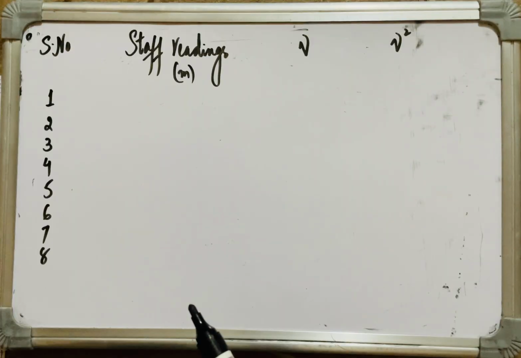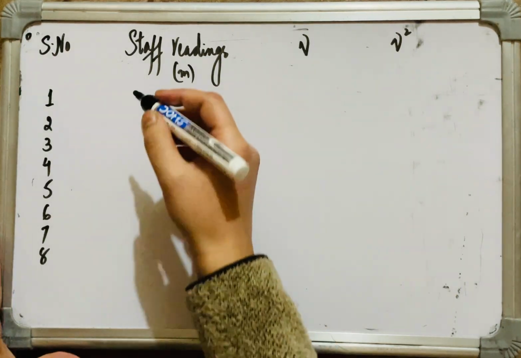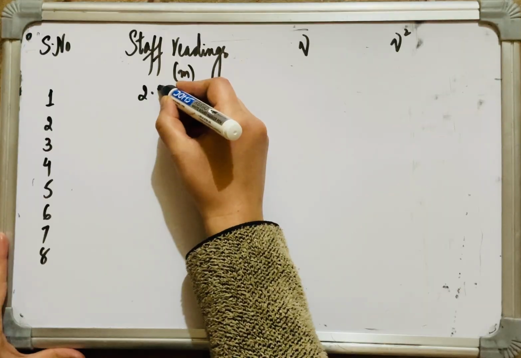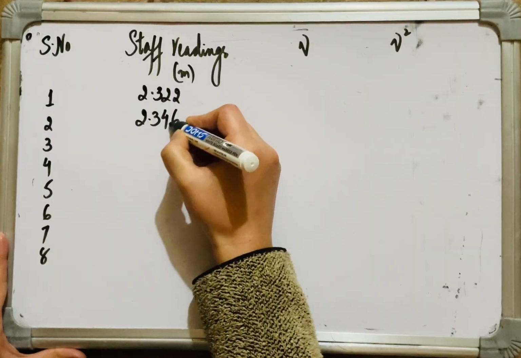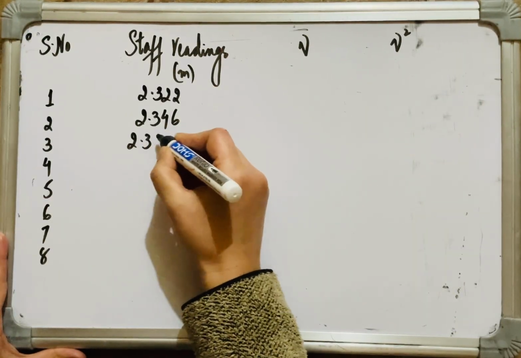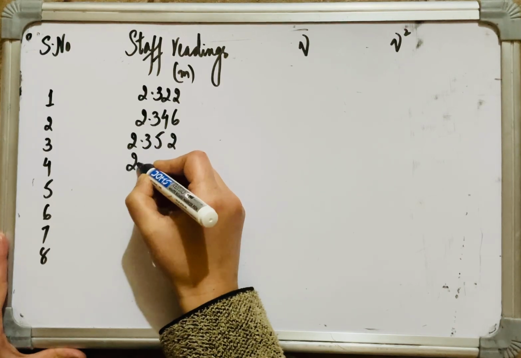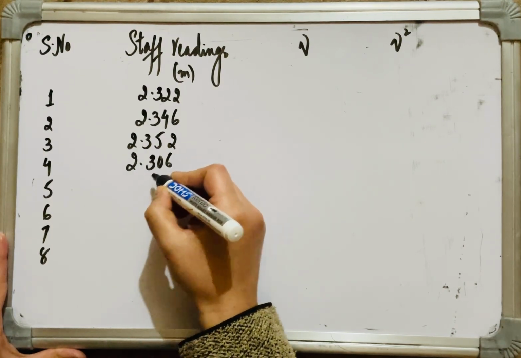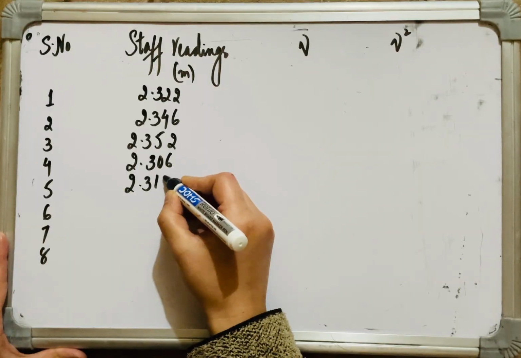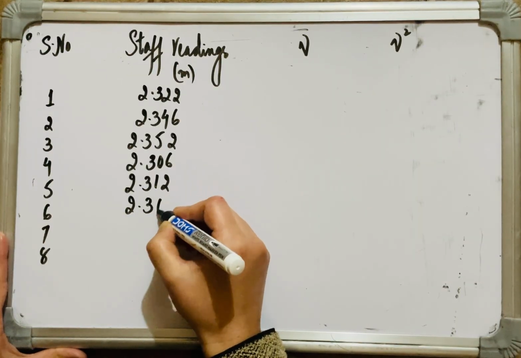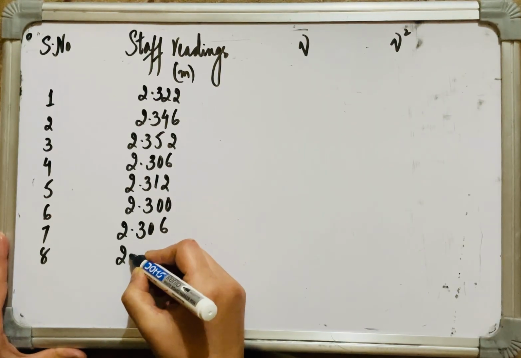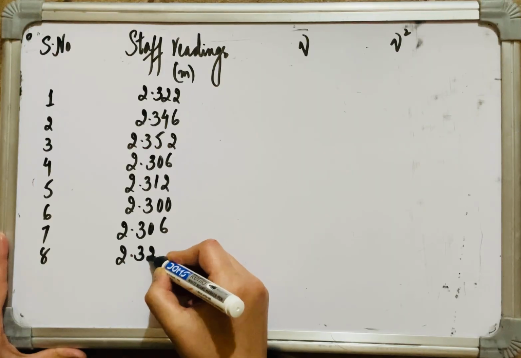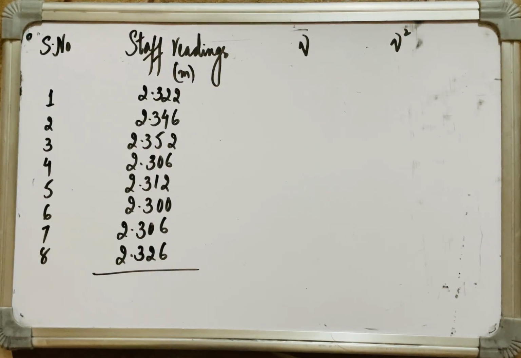I may write it down. Every measurement has been taken in meters. First one is 2.322. Next we have 2.346, 2.352, 2.306, 2.312, 2.300, 2.306, and 2.326. These are the readings which have been carried out.